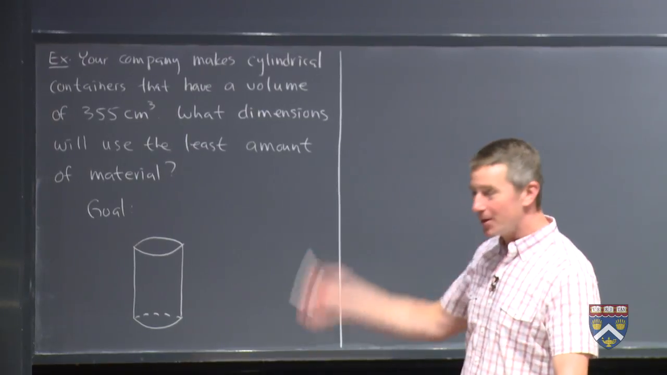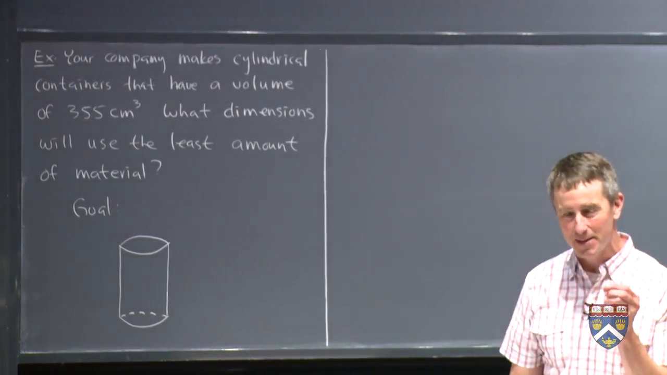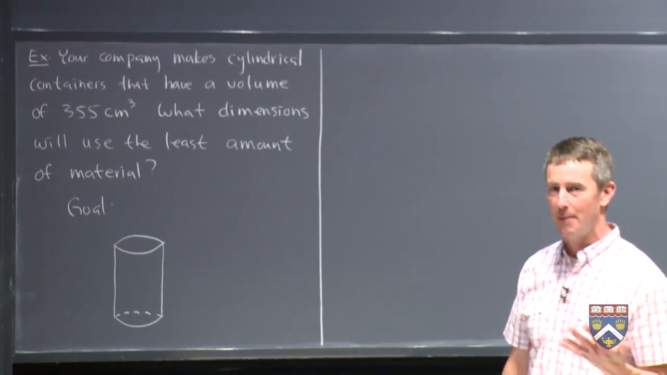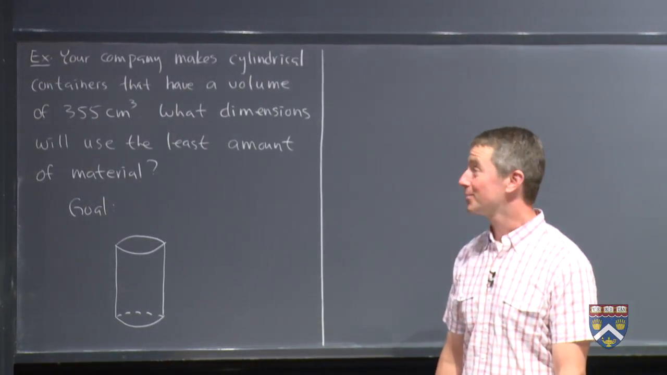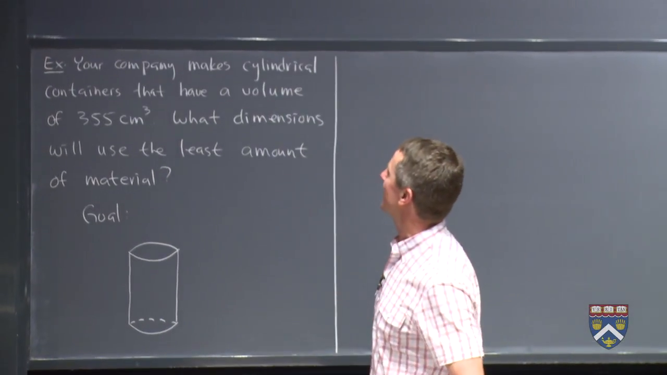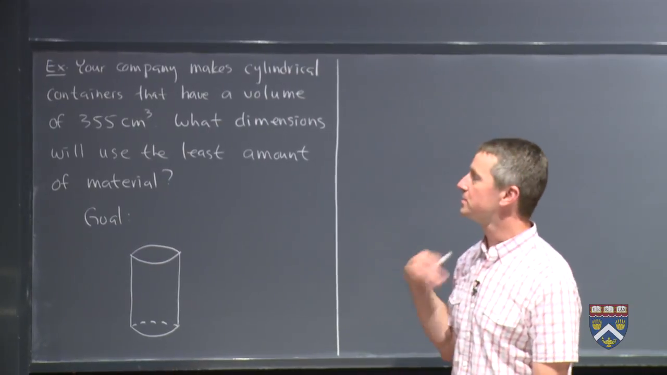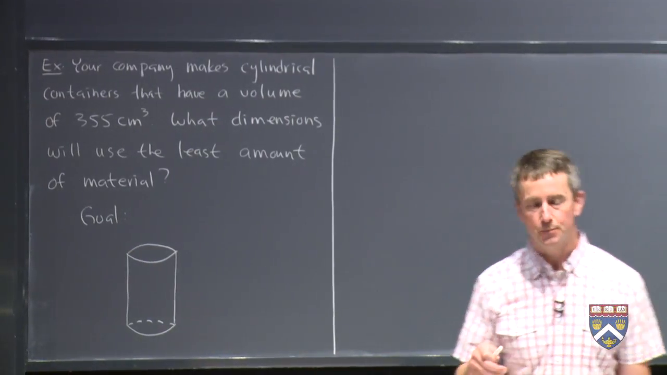And if you are making millions and millions of these cans for vegetables or whatever it is, if you can make them a little bit more efficient, obviously that can save your company a lot of money and maybe even do something good for the planet by not wasting material. So cylindrical cans that have a volume of 355 cubic centimeters, what dimensions will use the least amount of material?